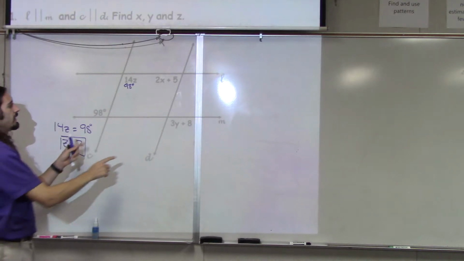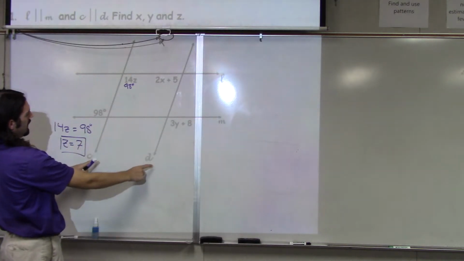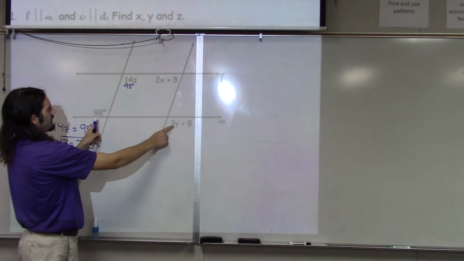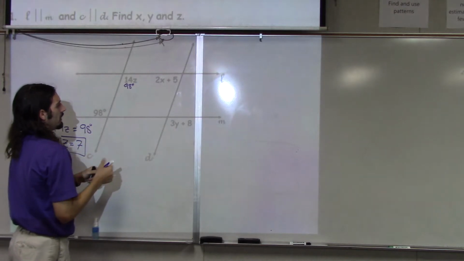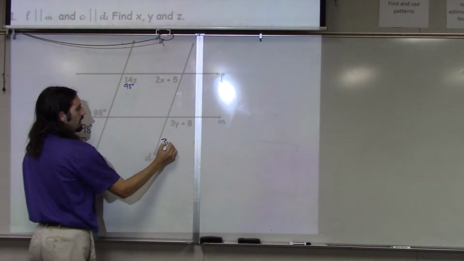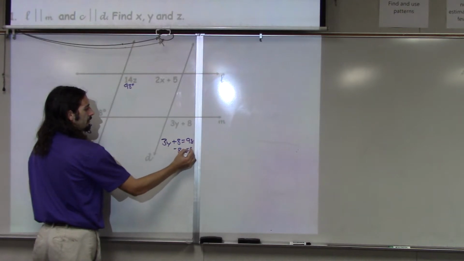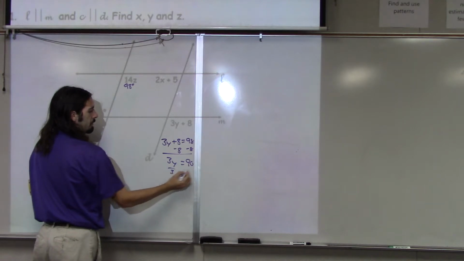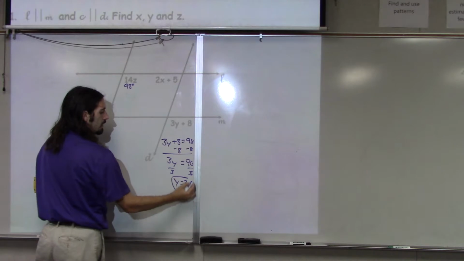I also recognize that these two angles are alternate exterior angles. I've got parallel lines C and D, and these are alternate exterior angles. So that means I can set these congruent to each other. So I'm going to say 3y plus 8 is equal to 98. Subtract 8 from both sides. 3y equals 90. Divide by 3. And y equals 30 degrees.